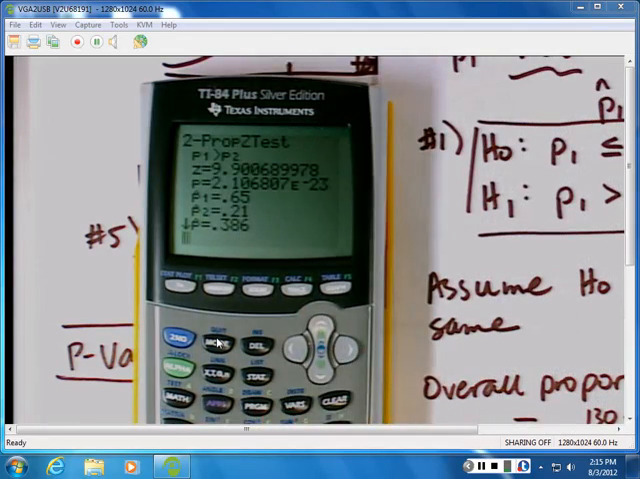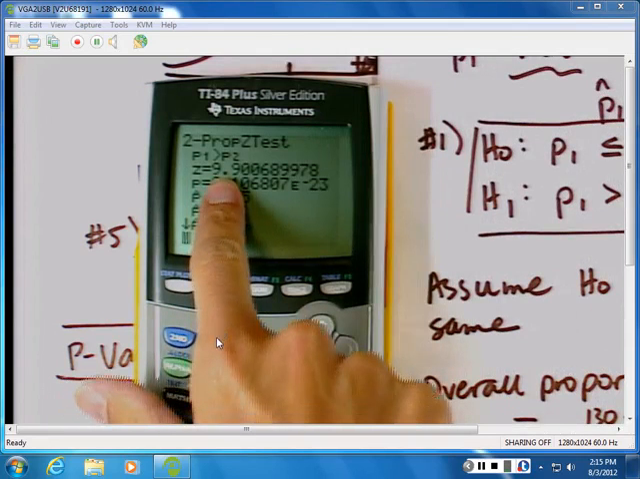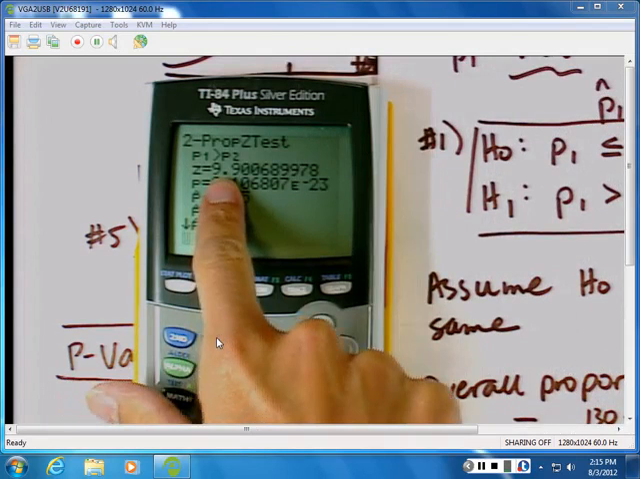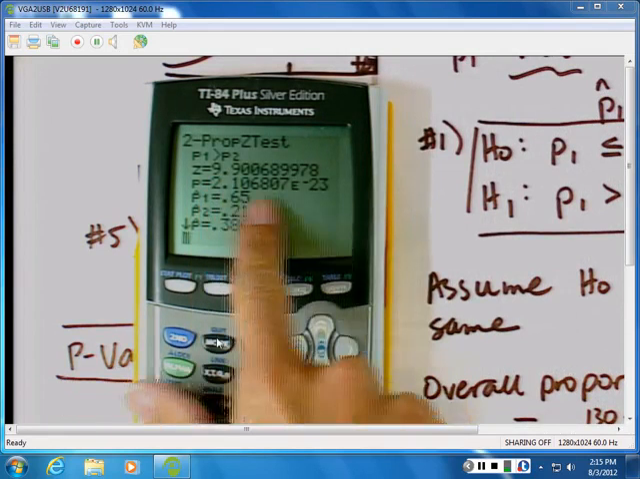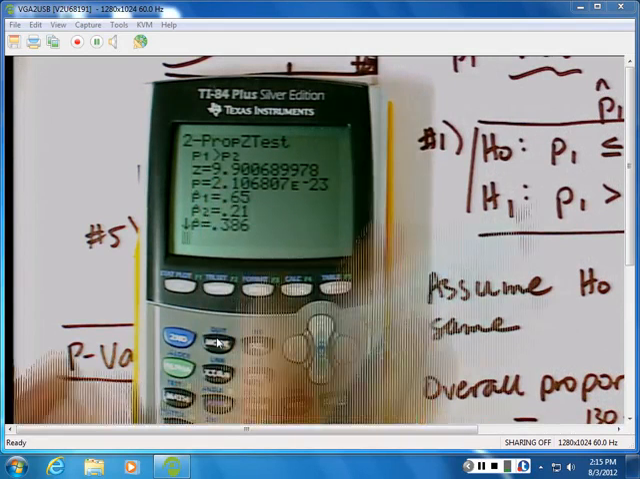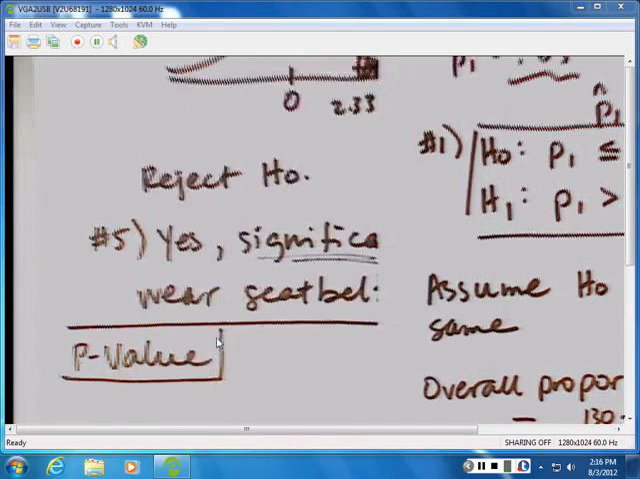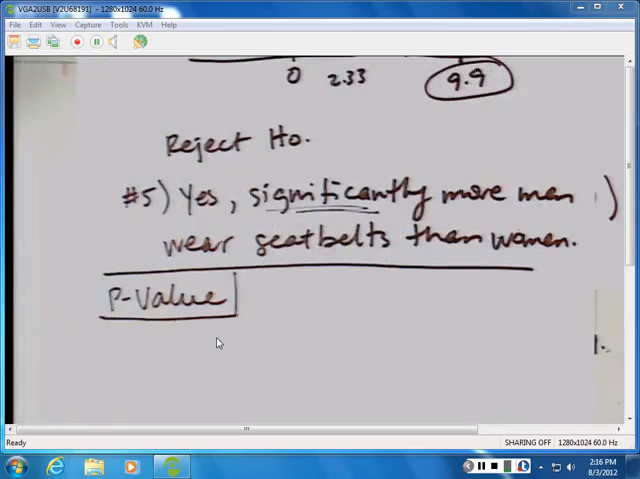Okay, I always take a little sigh of relief at this point because I know that I calculated my z-score using the traditional method correctly. There it is, 9.9. We're using a p-value method, though. And what we ended up with for the p-value is this teeny, teeny, tiny guy. Let me step through the p-value method so that you can see what I'm looking for. I do it just a little differently than your book in terms of the steps.